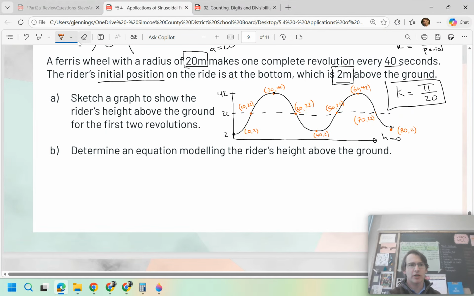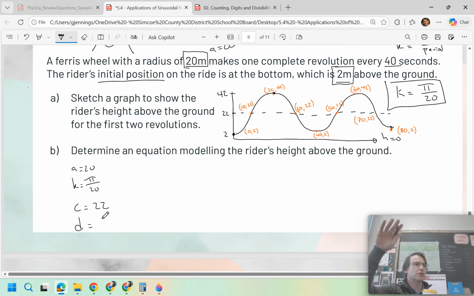Okay, determine an equation. Okay, we already got some good work done starting on that. So we remembered that A was 20, K was pi on 20, and C and D remain to be seen. What about C? 22, very good. We have it just a little bit above the amplitude so that our Ferris wheel doesn't crash into the ground. And then D? 0 is good, if we're using negative cosine.